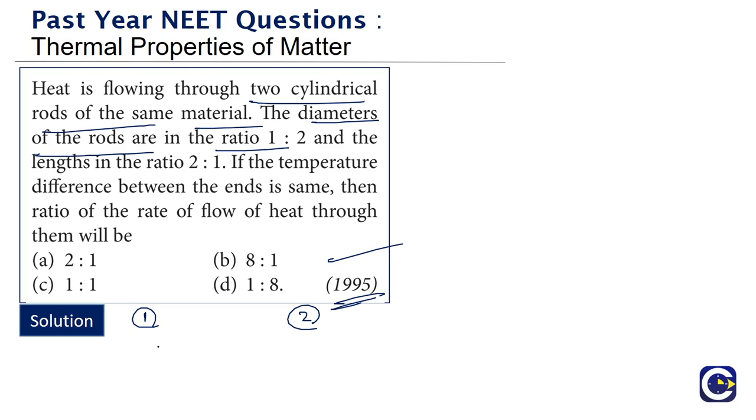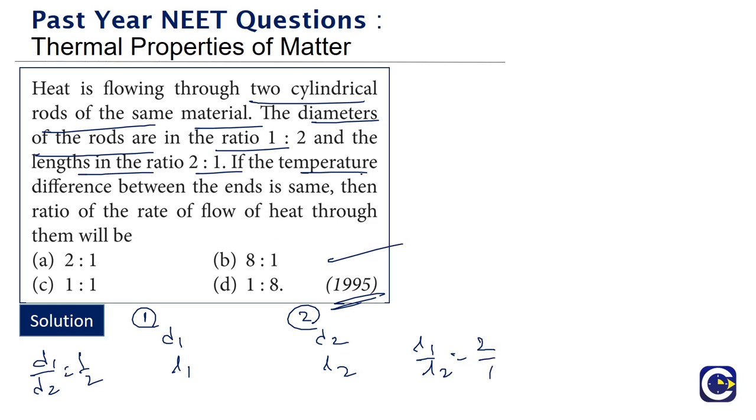Let's say here it is D1, here it is D2. D1 by D2 is what? It is 1/2. Then the ratio of the lengths is 2:1. So here the length is L1, here it is L2. So the ratio of the lengths means L1 by L2 is 2:1. If the temperature difference between the ends for both the rods is the same, delta T here, delta T here. And since they are made up of the same material, the thermal conductivity value also will be the same. Let us say this is K.